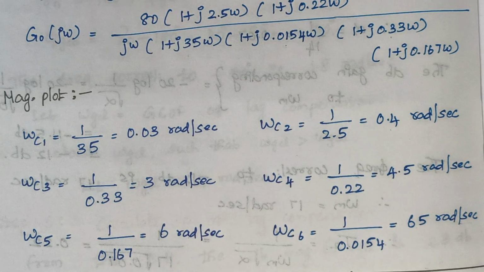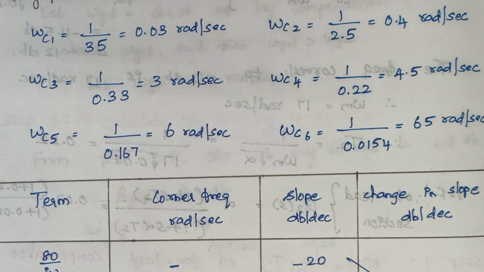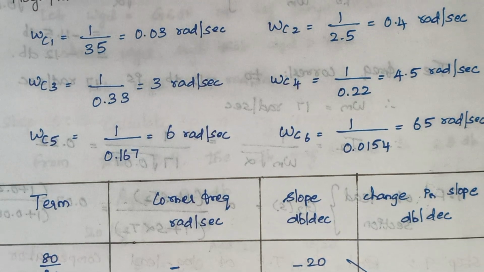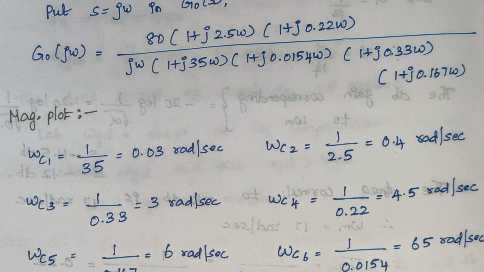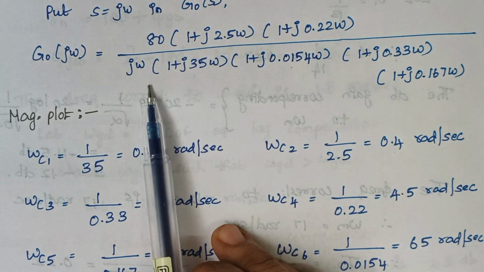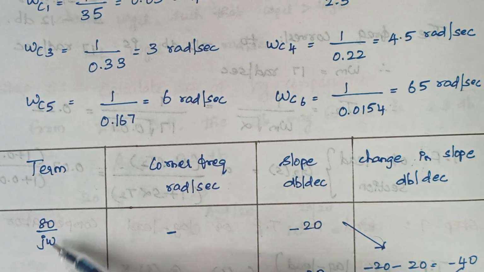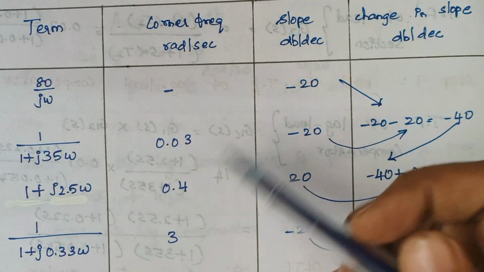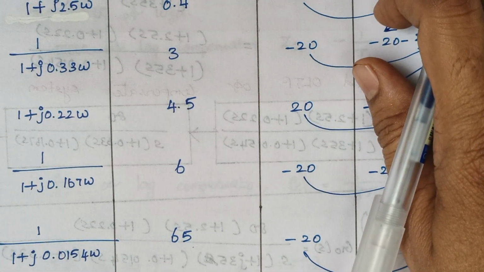Next we have to arrange them in a table. Our table, as usual, has 4 columns: terms, corner frequency, slope and change in slope. The first row of the table will always contain the constant with individual omega. Here the constant is 80 and the individual omega lies in the denominator, so 80 by j omega. Then first write down the list of corner frequencies in ascending order, starting from 0.03 to 65.